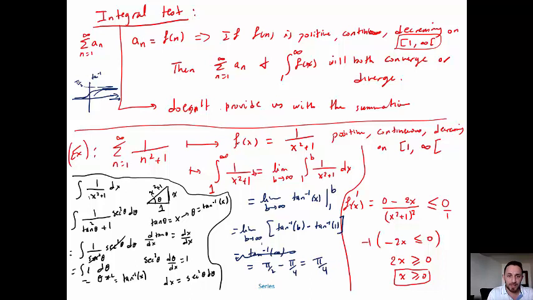So the integration of this function, which is continuous, positive, and decreasing, yields a certain value. So it converges to pi over 4. So we know this integral converges. If the integral converges, then the series will converge, because both will either converge or diverge. So the series will converge. But it doesn't indicate that the total summation of this series, the final value, will be pi over 4. Okay, it doesn't provide you with the final answer, the summation. So we know this series converges.